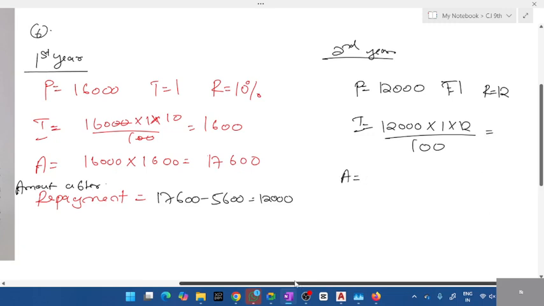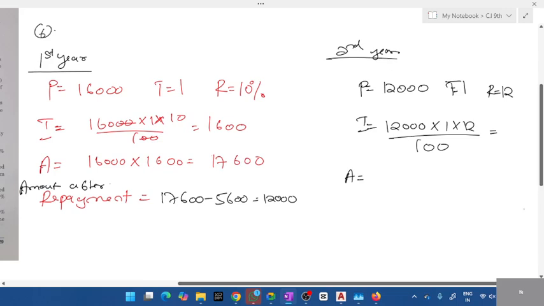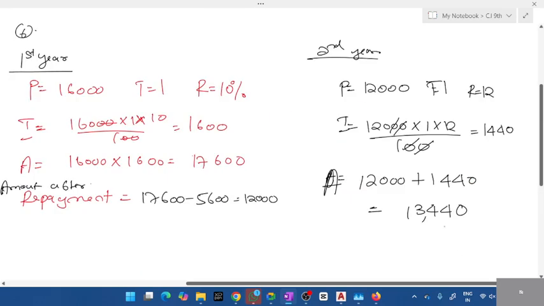Calculate amount. Find the amount outstanding at the end of second year. Okay. Just calculate amount, that will give you the answer. 1,512. So amount is 12,600 plus 1,512, 14,112 is the amount left. So read the question. What did they ask? Amount left at the end of second year. Find the amount outstanding. Outstanding is balance left at the end of second year.